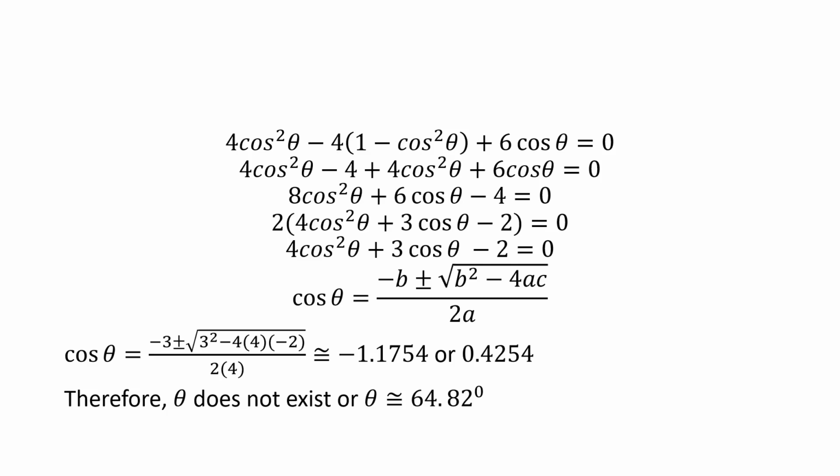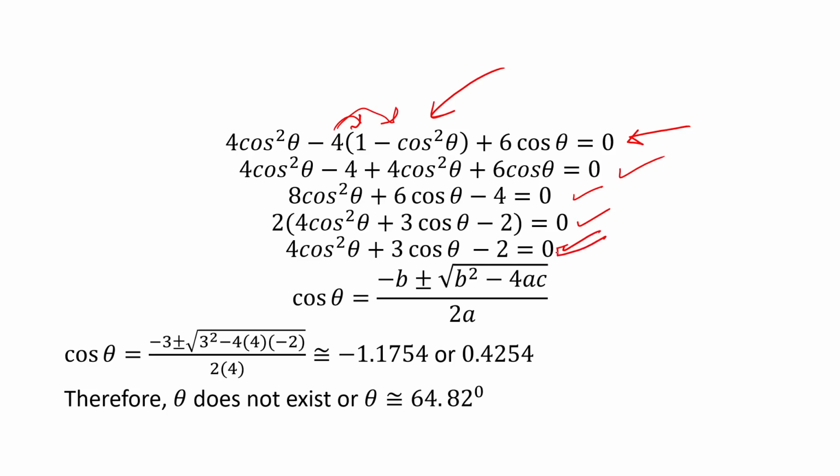Now, you might wonder, why are we going to do that? Well, first we do it, then we distribute the negative 4 in, and we get the second line shown here. We collect like terms. We get 8 cos squared theta plus 6 cos theta minus 4. We can actually factor out a 2 and then divide both left and right by 2. And we end up with 4 cos squared theta plus 3 cos theta minus 2 equals 0. The reason why we subbed in 1 minus cos squared theta for sine squared theta was so that we could get a quadratic in terms of cos theta.